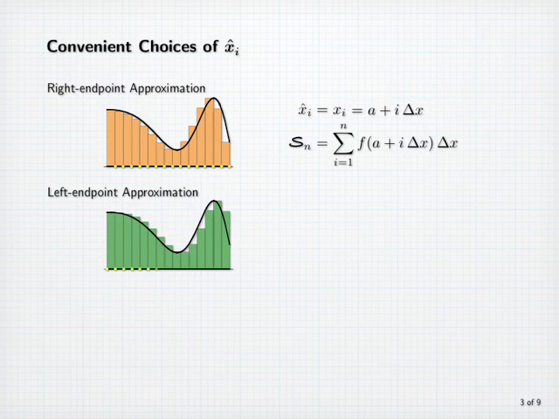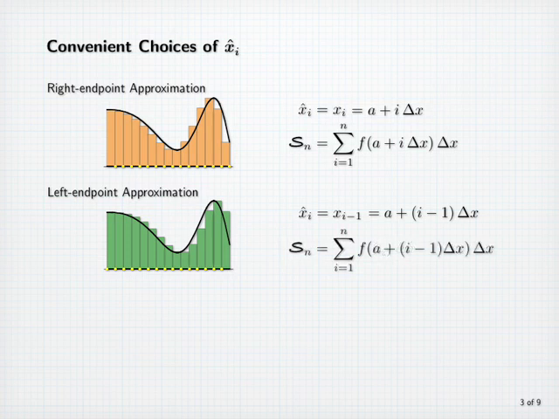If we choose x hat sub i to be the left endpoint of the ith subinterval, then we obtain what we can call a left endpoint approximation. This means that we're setting x hat sub i equal to x sub i minus 1, or a plus i minus 1 times delta x. And the resulting rectangle approximation to our area is the sum, as i goes from 1 to n, of f of a plus i minus 1 times delta x.